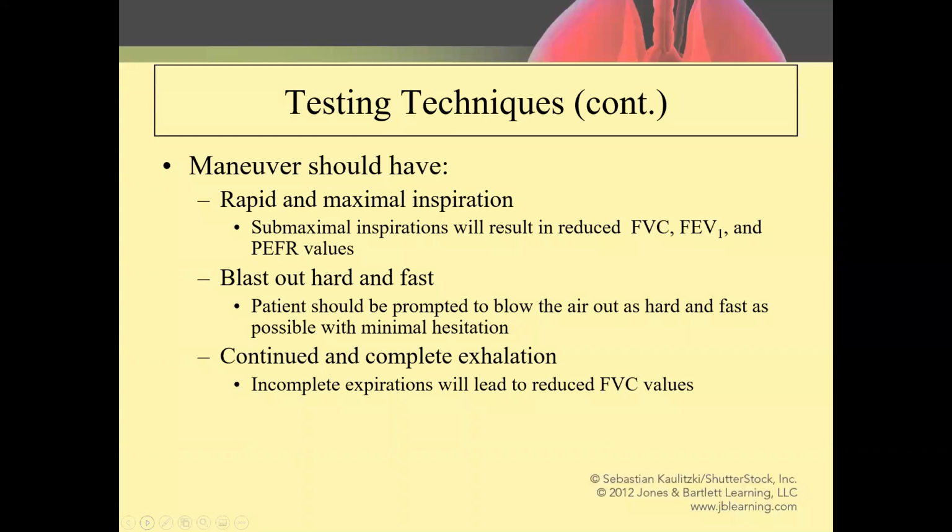The testing technique maneuver should have rapid maximal inspiration. This is after the patient's breathing normally for 2, 3, 4 breaths. Submaximal inspiration results in reduced numbers. A lot of the equipment today is pretty good at determining if it's a poor maneuver, or if the patient maybe is trying, if they're qualifying for disability, they're not doing it properly, and they've done it a number of times. So maybe they're deliberately, probably not, by the way, but maybe deliberately trying to show a lower number than what it really is. Blast out, set hard and fast. Continue to complete exhalation.